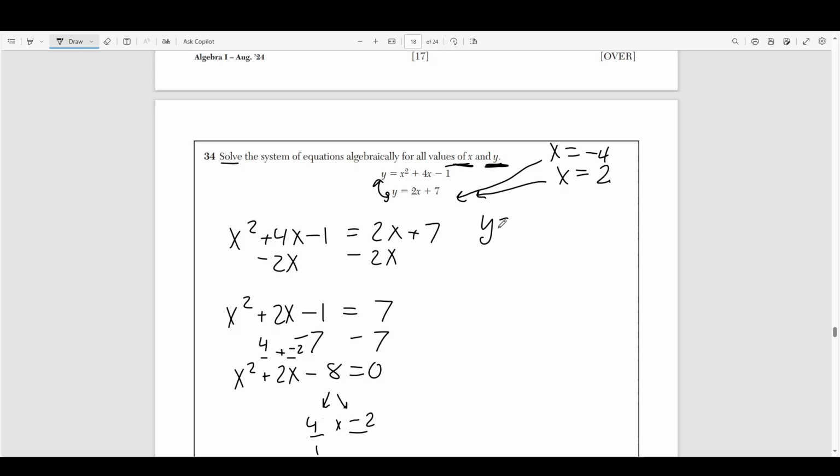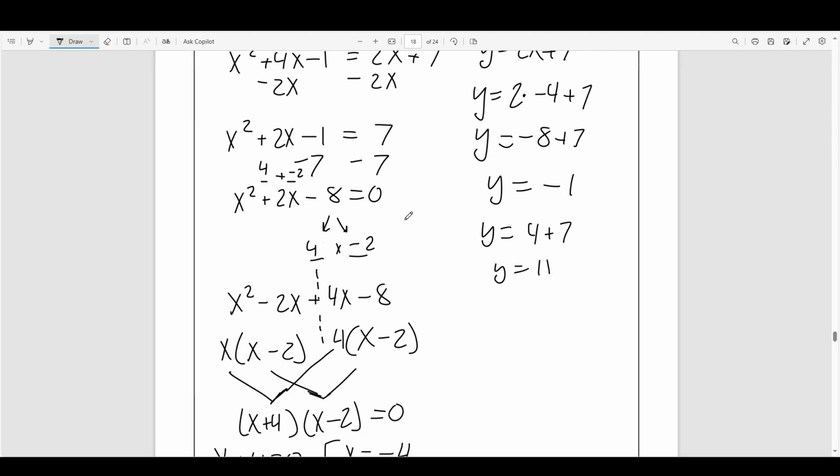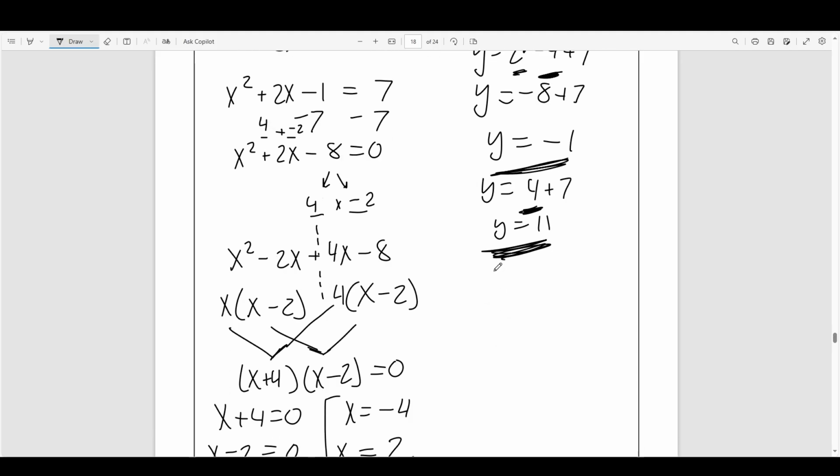We already know that y is equal to 2x plus 7. So let's just plug in negative 4 for x. So we have y is equal to 2 times negative 4 plus 7. So y is equal to negative 8 plus 7. So y is equal to negative 1. And finally, if we plug in 2 for x, we get y is equal to 4 plus 7. 2 times 2 is 4. 4 plus 7 is 11. So now we just match up these points with whatever x value we put in. So now we're left with the points negative 4 comma negative 1 and 2 comma 11.